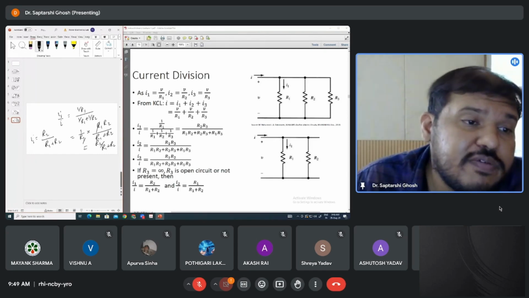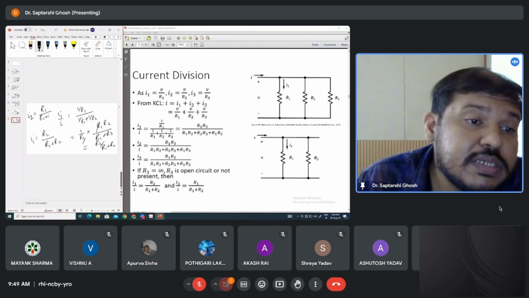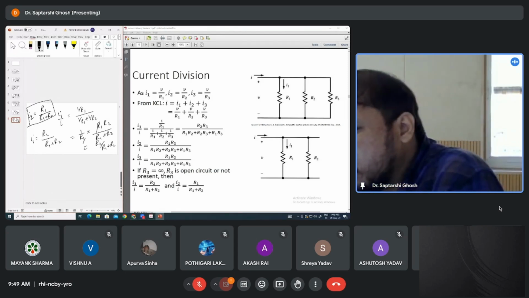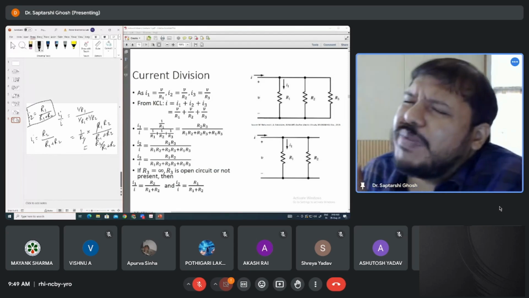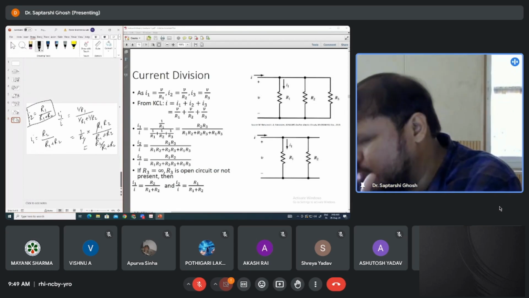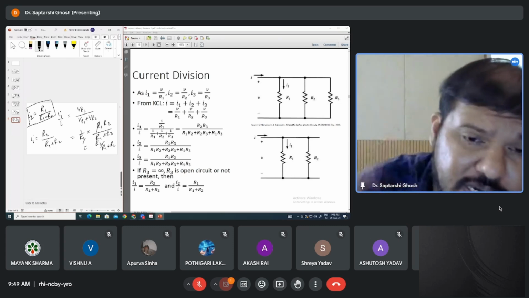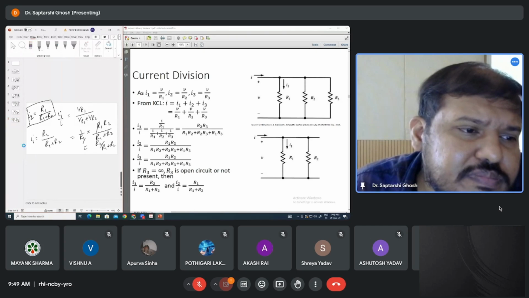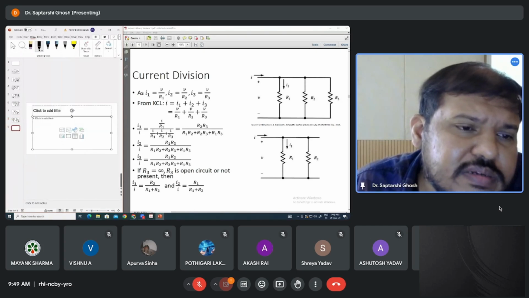Similar way, if you find the value of I2, you will get R1 divided by R1 plus R2. So what to conclude? Definitely you will not be doing all these steps. When you are applying current division in a complex circuit, you cannot just do all the steps. You need to understand that. Let us now first see the original circuit.